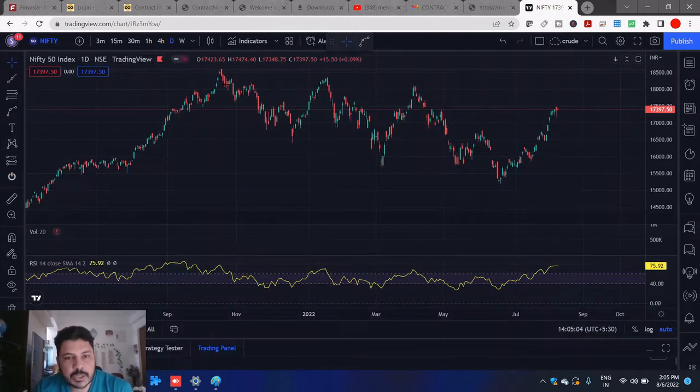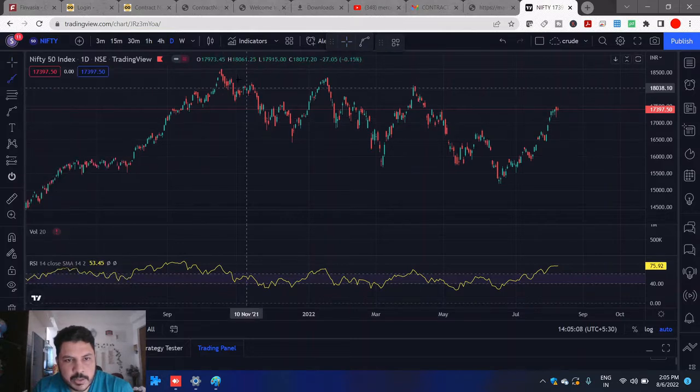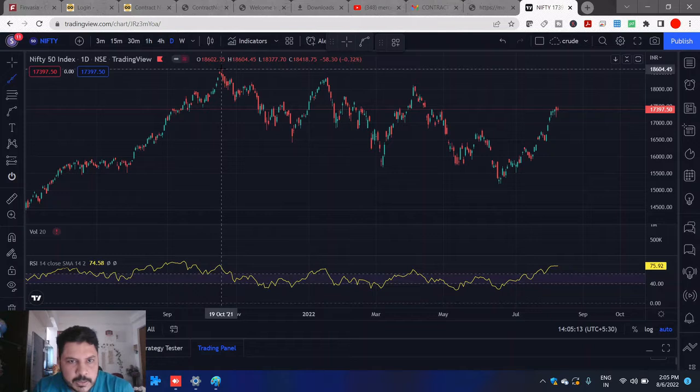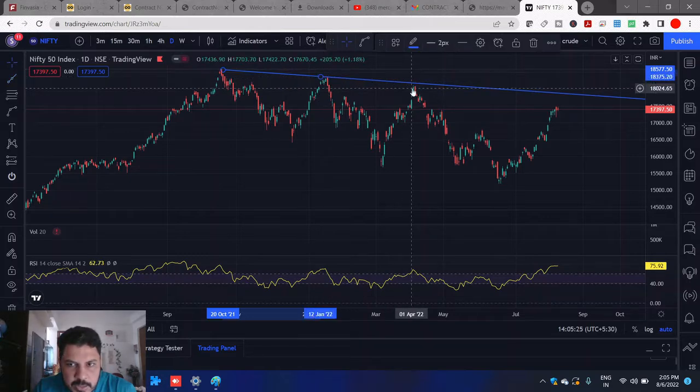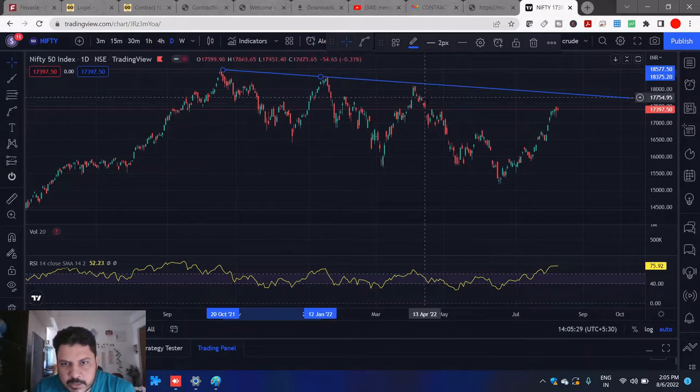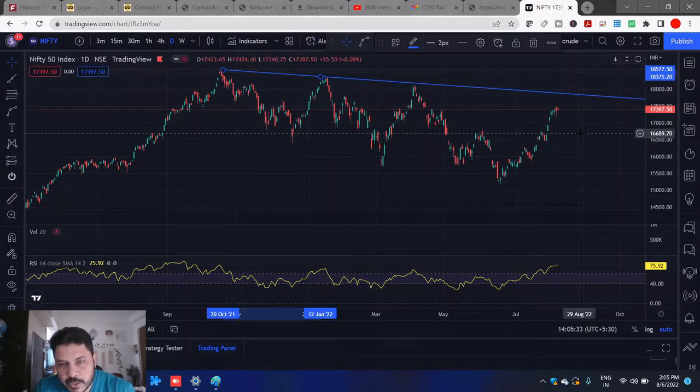Let's see this on a chart, and I will first show you with a normal trend line. This is a daily chart of Nifty. So this was the high, around 18,604. From there this was the next high, this was the next high, and this was the next high. If you notice, this was the highest, second highest, third highest on the way down. So these are all lower highs.